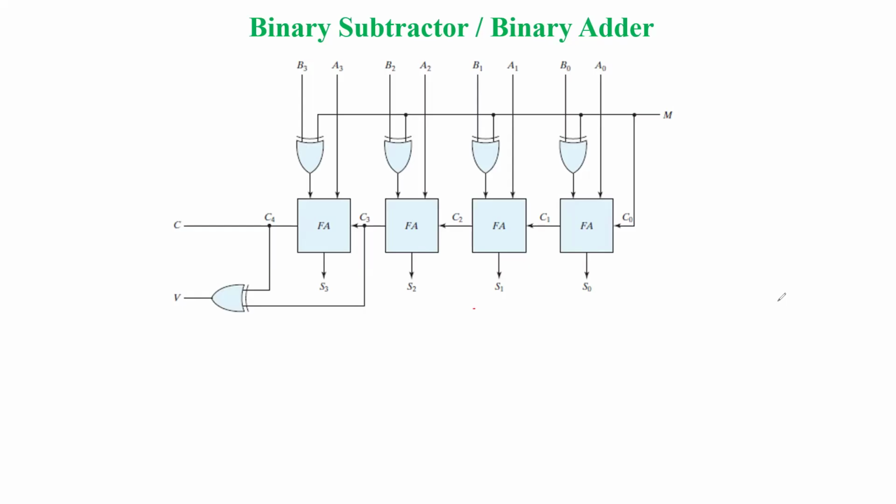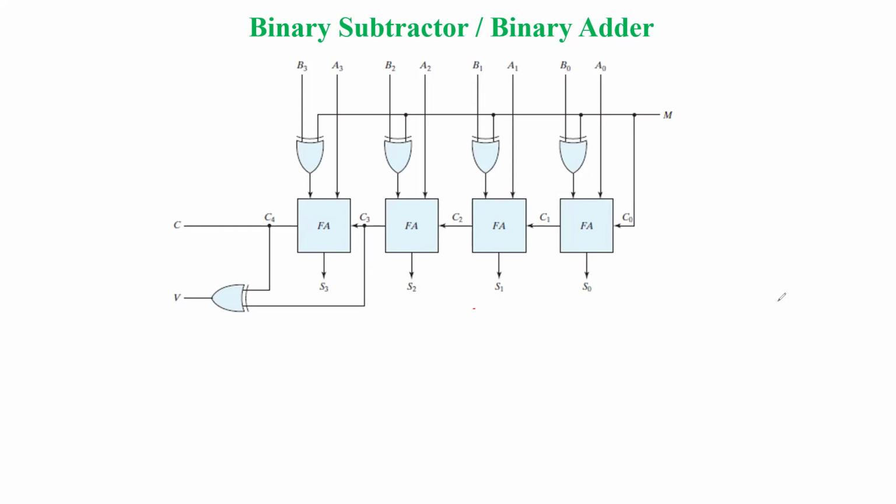Hello, now we have discussion about binary subtractor and binary adder. So here, can you think why we have taken full adder? If you have not taken four full adders, what can be another combination? Okay, just think about this. So here we can have one half adder and three full adders.